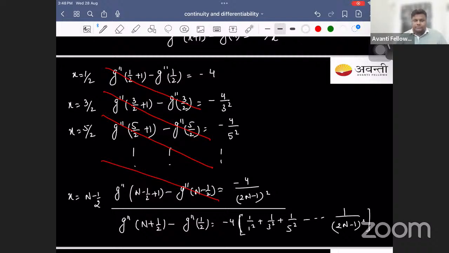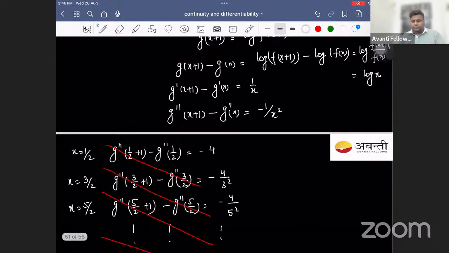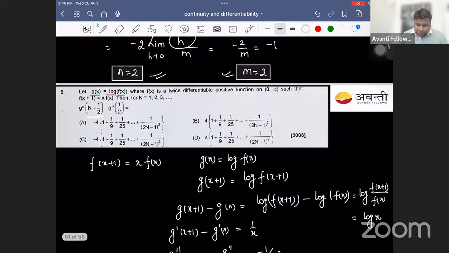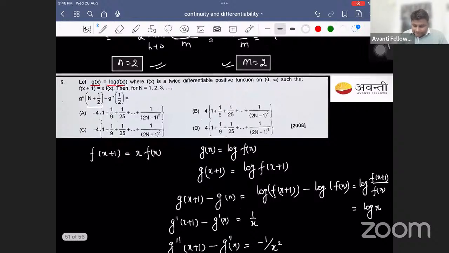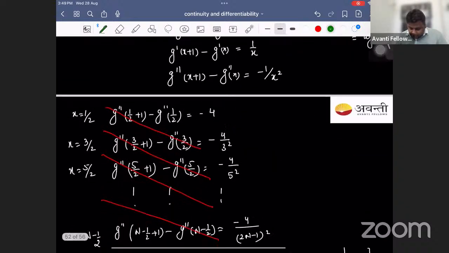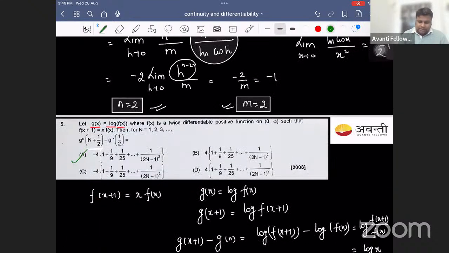Very good question. See once. So the answer to the question is option number... 2n plus 1 won't come. So in 2n minus 1, minus 4 times. Yes, A is the correct answer. See once.